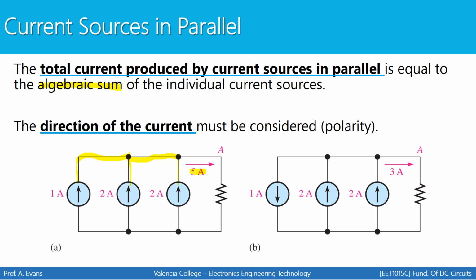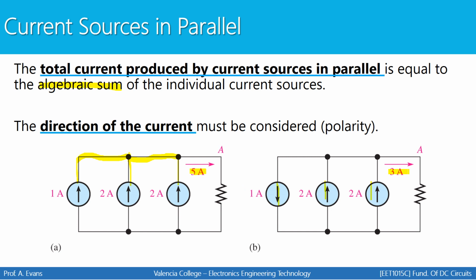But let's say that I have the same circuit, but now this current is flowing down. Well, now I'm going to have 1 amp of current flowing down, 2 amps flowing up, 2 amps flowing up. So if I combine the currents that are flowing up, 2 plus 2 would be 4 amps. And then I have to subtract the current that's flowing down because it's in the opposite direction. So that gives me a total of 3 amps that is flowing right here.